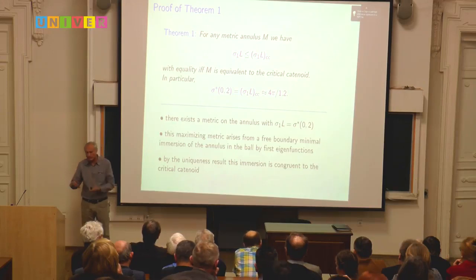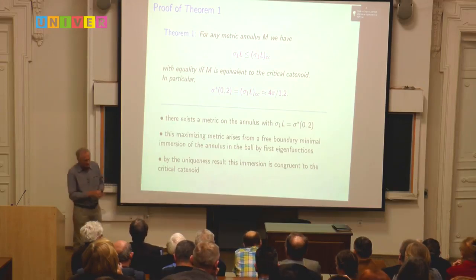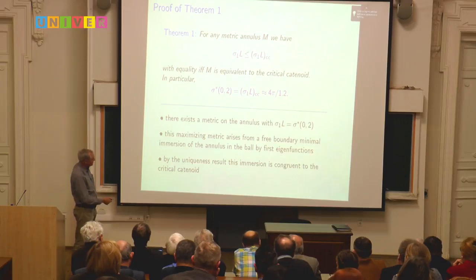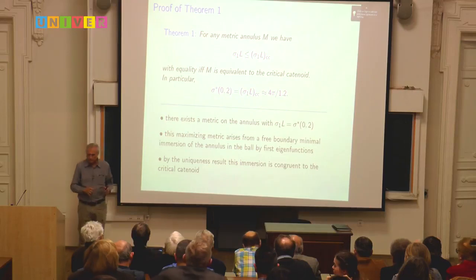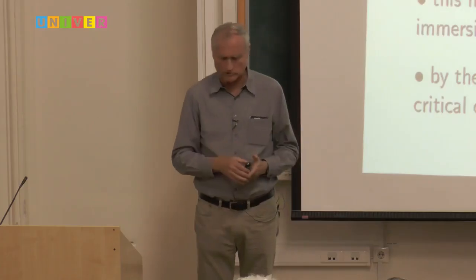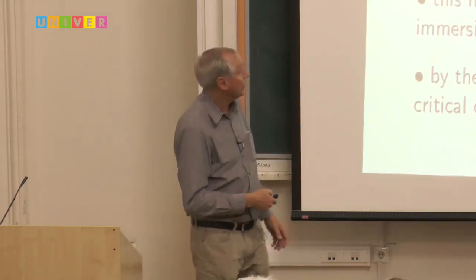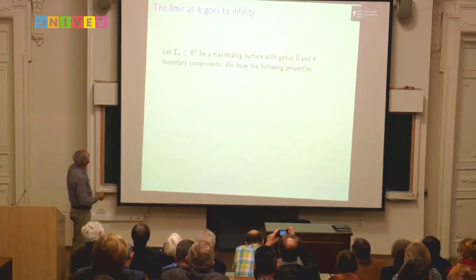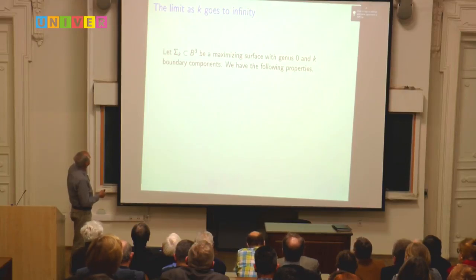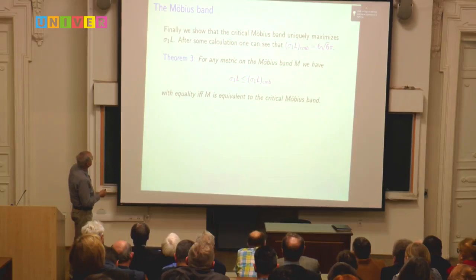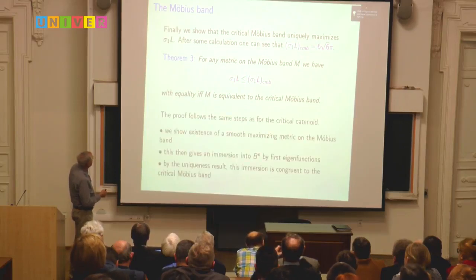And so in particular, we can embed by eigenfunctions and get a free boundary minimal immersion of the annulus in the ball by first eigenfunctions, and then we use the uniqueness theorem that I mentioned, which characterizes those where the coordinate functions are first eigenfunctions. Then they turn out to be also embedded. They have nice geometric properties. So the limit, let me skip this part. And the Mobius band is similar to the free boundary one.